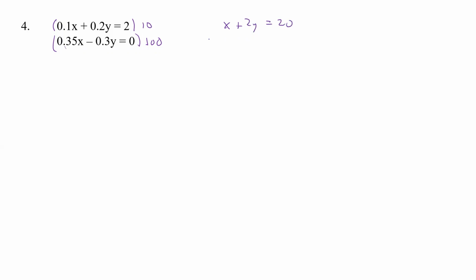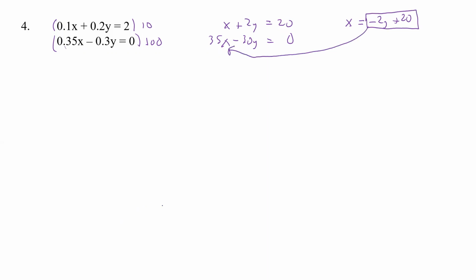The bottom one I'll get 35x, and then it's going to be minus, and then we have 100, so then I'm going to have 30y, and that equals 0, because 100 times 0 is still going to be a 0. All right. Well, now I could multiply this one by 15, but we're getting big numbers here. So I notice I have x here. So I'm going to solve this equation for x, and I get x equals minus 2y plus 20. So I'm just going to subtract 2y from both sides. And then I can take this and plug it in here and solve for y.